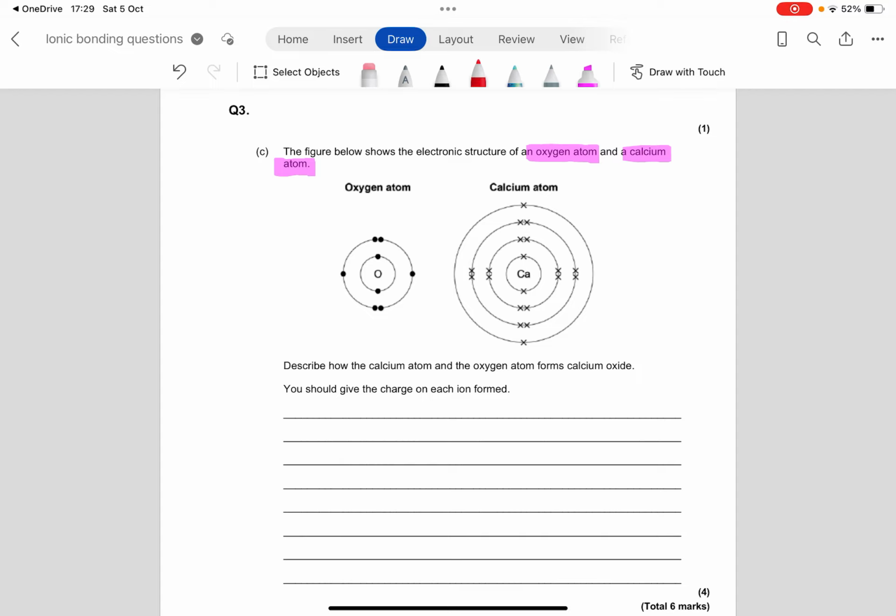So I can look at this oxygen atom. I've got 2 electrons on the first shell. I've got 1, 2, 3, 4, 5, 6 electrons on the outer shell. So my electron configuration for that is 2, 6. It's not a full shell. To get a full shell, I'm going to have to add 2 electrons to that oxygen atom. Calcium, I can see I've got 2 electrons on the first shell. I've got 8 electrons on the second shell, 8 electrons on the third shell, finishing with 2 electrons on the fourth shell. So I've got 2, 8, 8, 2.